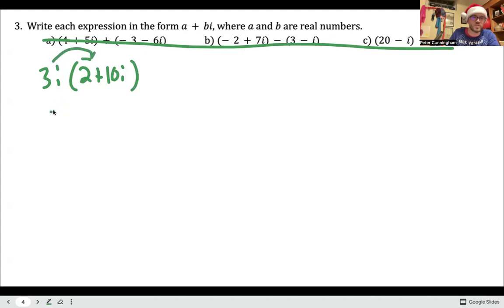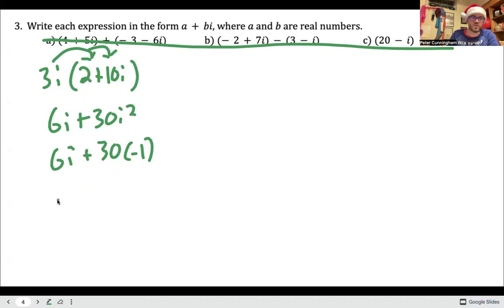3i times 2, I would say 6i. 3i times 10i, you end up with 30i squared. I squared, remember, is like saying negative 1. So 6i plus negative 30, you end up with negative 30 plus 6i. Try to put the real numbers first. If you wrote 6i minus 30, I don't think it would be the end of the world, but okay.